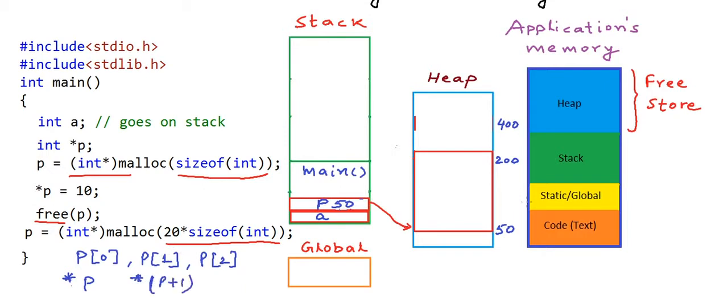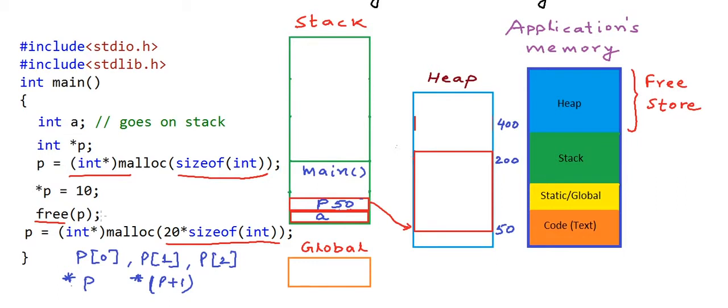One more thing, if malloc is not able to find any free block of memory, is not able to allocate some memory on the heap, it returns null. So for error handling we need to know this, and we need to write our code appropriately.